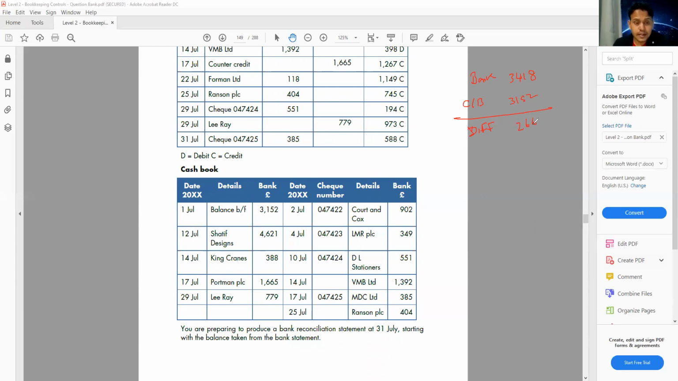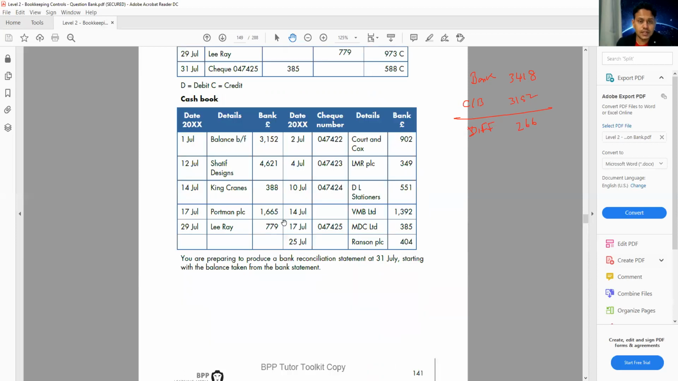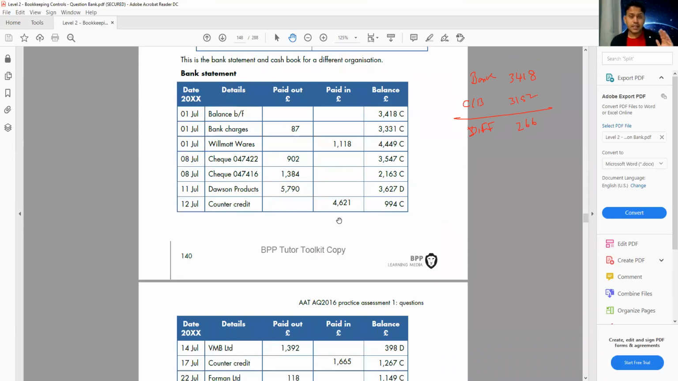Now we need to look for some items that caused this difference. The question said there should be two reasons. The question said identify the two transactions. We need to look for two transactions from the bank statement that cause the difference. Now, remember, when I say two transactions, that could be one in the debit and one in the credit. But normally, we have to check the credit side of the cash book. We always check the checks.